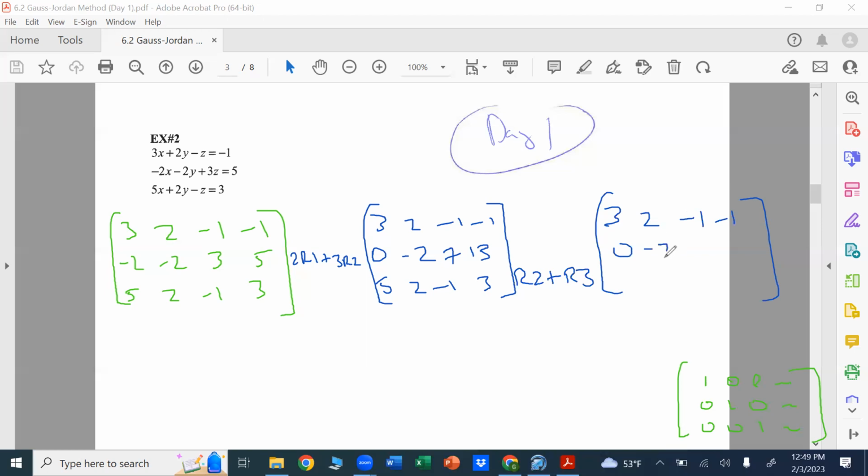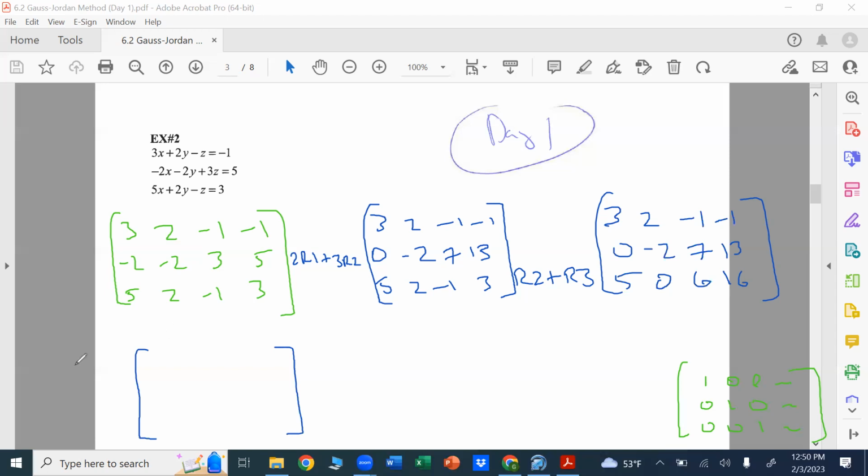So I have 0, negative 2, 7, and 13. So 5, 0, 6, and 16. Good. Much better. Okay. Next up, I'm going to do R1. Actually, let me take it back. Yeah, I could, but then you get a 3 there, so I was trying to be careful.